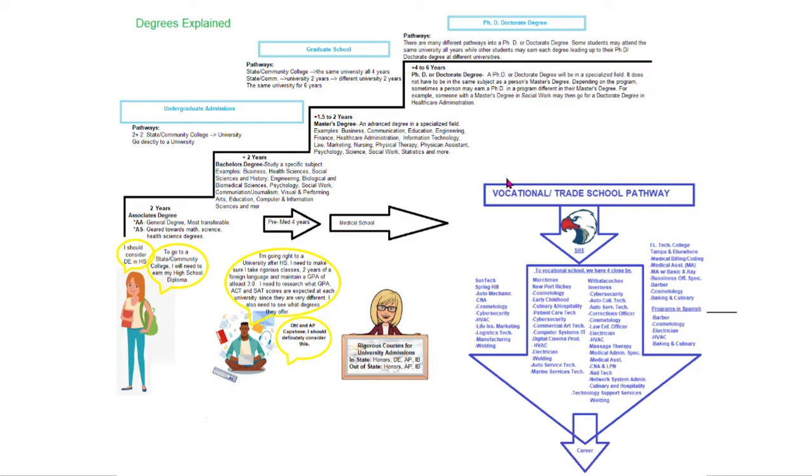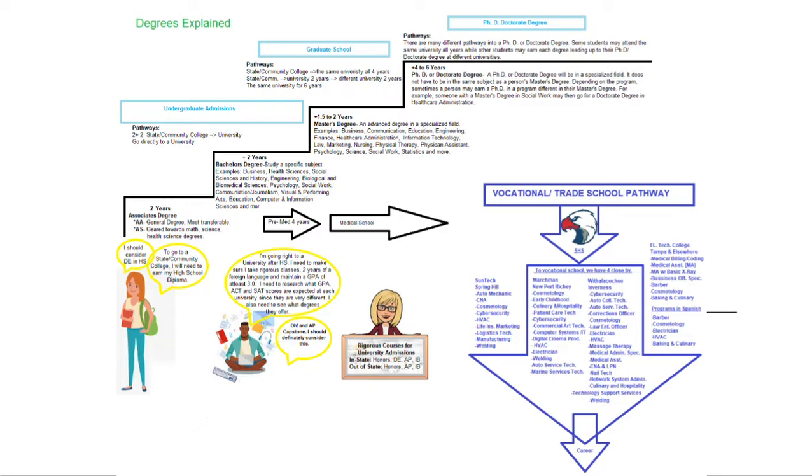Now, not everyone's going to do 2 + 2. Not everyone's going to do university. More and more students are taking the vocational trade school pathway. Here in my area, we have 4 vocational trade schools. Vocational trade schools are typically shorter than 2 years. They can be anywhere from 3 months to 6 months, 12 months, 18 months. But your courses are far more concentrated. You're going to find that you're taking classes specific to the training that you need for that vocational trade career.